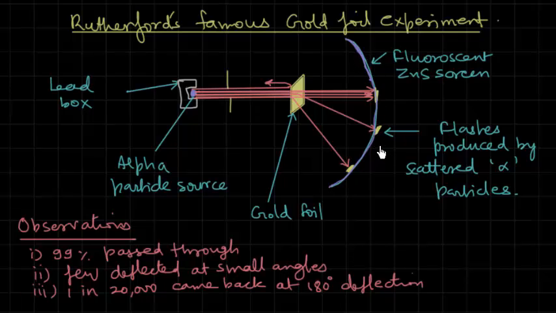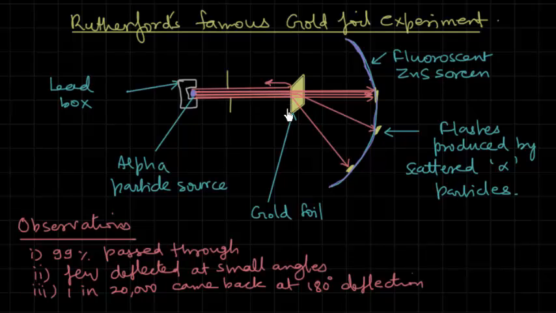Whenever those alpha particles hit this ZnS coating, there will be some glow, which was studied by Rutherford. So we have a lead box where the alpha particle source is kept, and these alpha particles are bombarded on a gold foil. On the fluorescent ZnS screen, it is noted where the flash is produced by these scattered alpha particles.